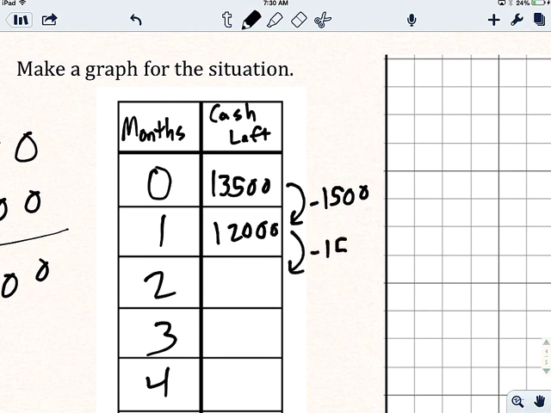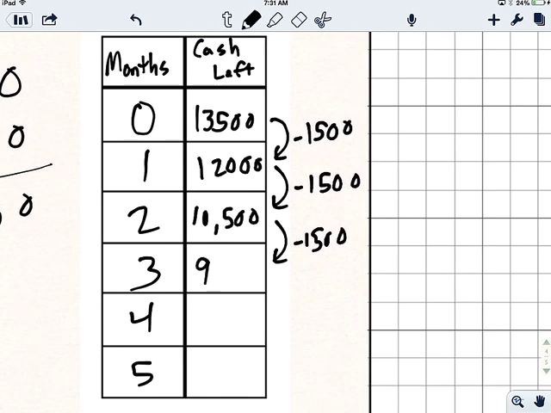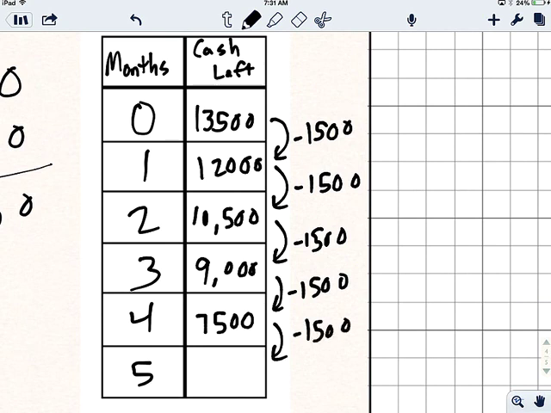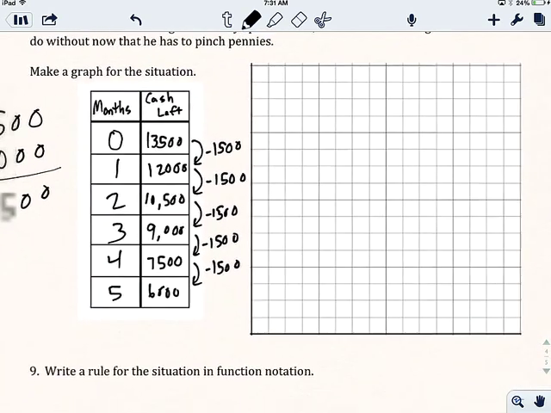Down $1,500, that should give him $10,500, down $1,500, and that will give him $9,000, down $1,500, and that's going to give him $7,500, down $1,500, that's going to give him $6,000 after 5 months.